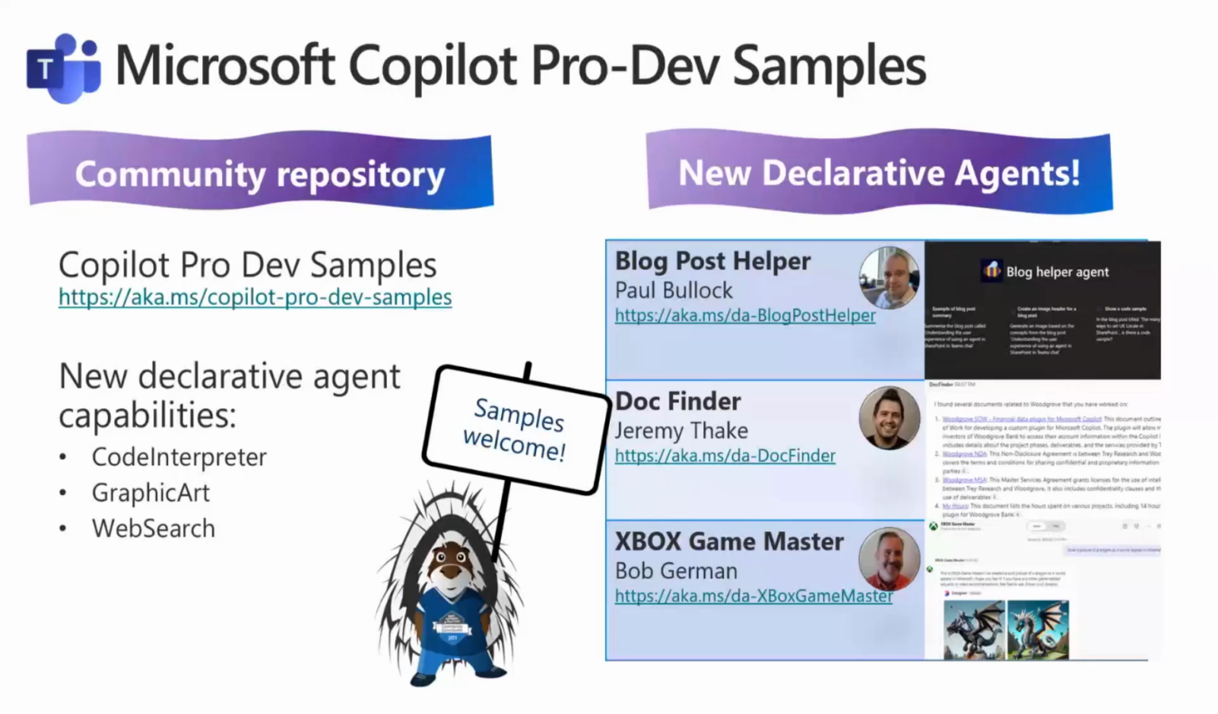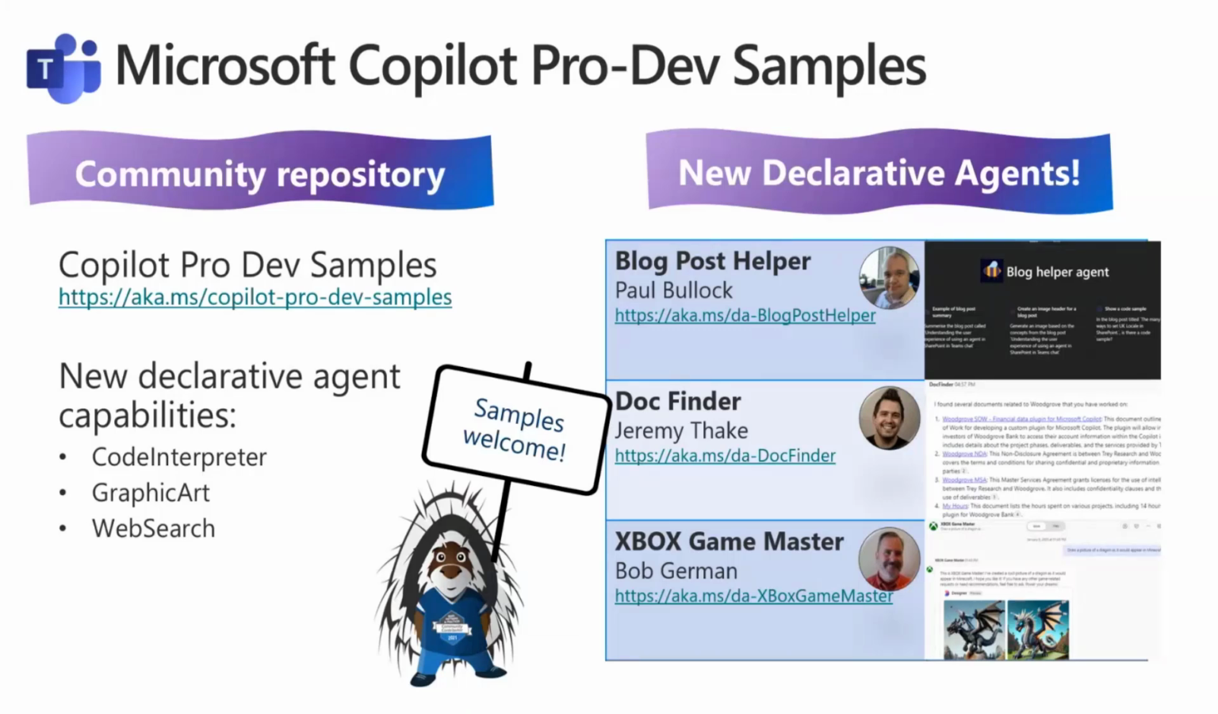So Paul Bullock made an awesome agent that is a blog helper agent. It knows all about his blog. It's grounded just in his blog, which is a great blog. So you could do a lot worse, right? And it even will generate the heading images for his blog articles as he's working.